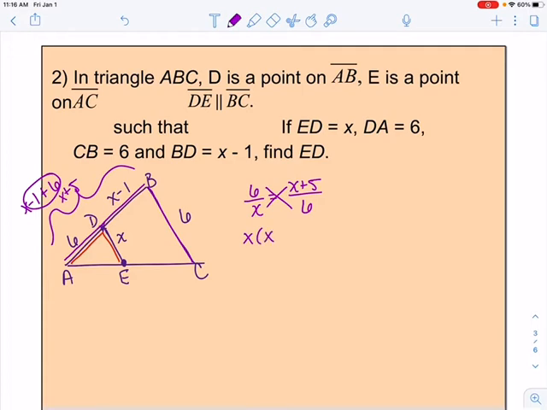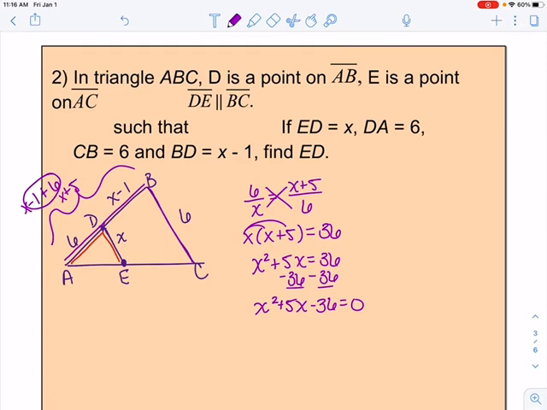So I'm going to have X times X plus 5, and 6 times 6 is going to be 36. I'll distribute that X through. So I'm going to have X squared plus 5X equals 36. So again, I have a quadratic here. I have a squared, which means I'm going to eventually have to factor this. So again, if I'm going to factor it, it needs to be set equal to 0. So let's subtract 36 from both sides. And I'll have X squared plus 5X minus 36 equals 0.